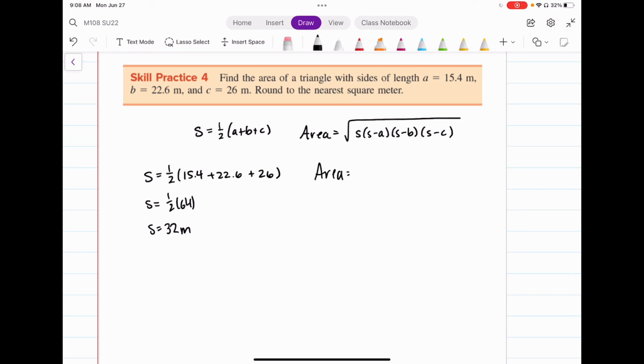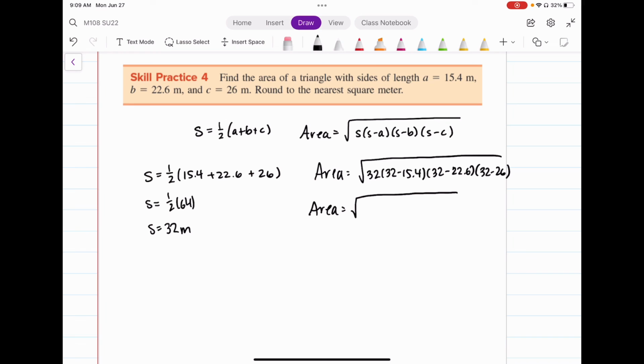The area is then equal to the square root of 32 times 32 minus 15.4 times 32 minus 22.6 times 32 minus 26, which is equal to the square root of 29,959.68. Rounded to the nearest whole number, that is 173 meters squared.